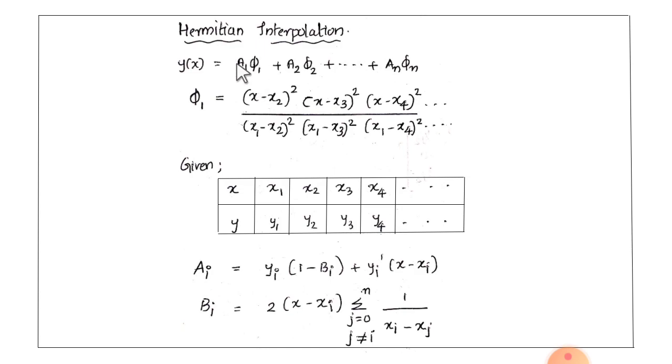Now you have to find the values of a1, a2, up to an. In common, you can take it as ai. To find ai, it is given as ai equal to yi into 1 minus bi plus yi dash into x minus xi. And bi is given as 2 into x minus xi into the sum over j equal to 1, j not equal to i, to n, of 1 by xi minus xj.